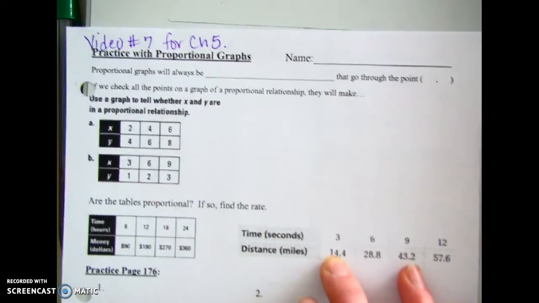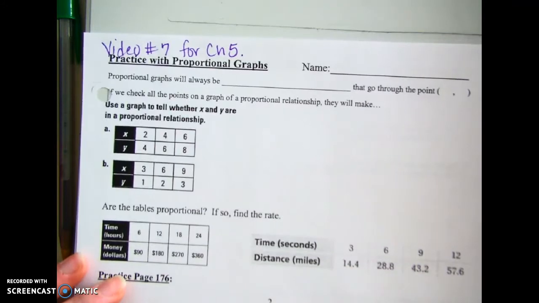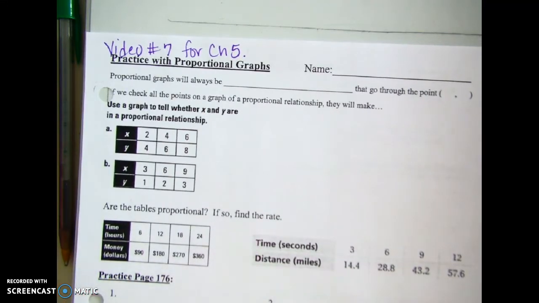Hi, so this is video number 7 for chapter 5. The paper looks a little bit different, but you should have gotten this paper in class, and we're going to go through this together as your notes for this video. So go ahead and put your name on it. This kind of goes along, it's pulled a little bit from all the sections. It's kind of an extra bonus video.